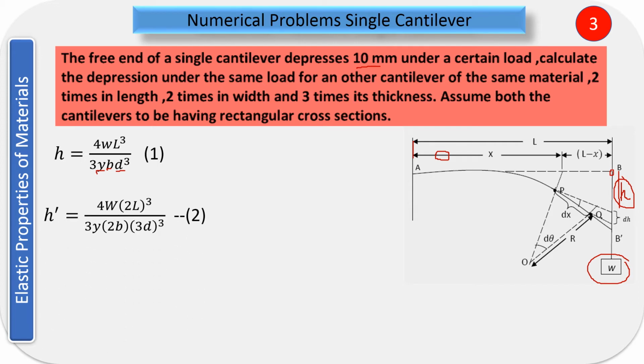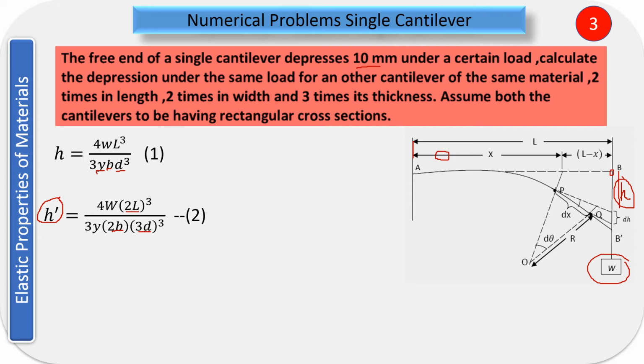the length you have made double, all the other things are the same. The length you have made double, the Young's modulus remains the same, the breadth you have made double, and the thickness you have taken triple. Under that condition, the depression is H dash. So what I can do is divide equation 1 and 2.